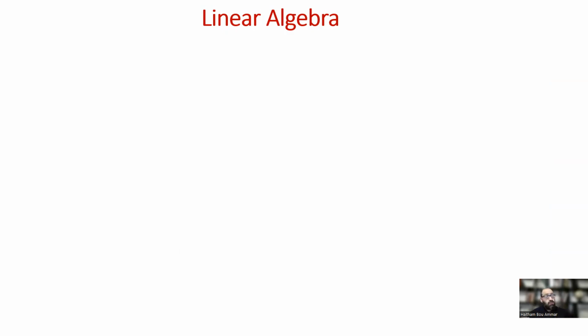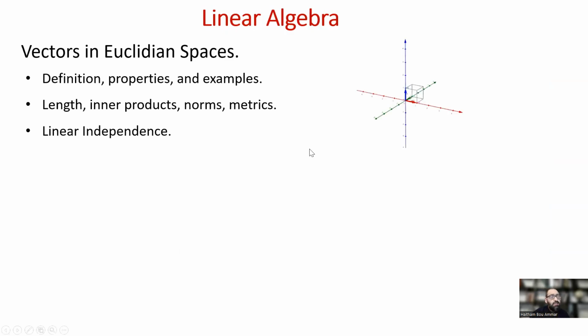Okay. So to start with linear algebra, we are going to be talking about vectors in Euclidean spaces. We're not going to talk about the more advanced subjects for now, but we're going to look into what Euclidean spaces mean, talk about definitions, some properties, and some examples, and then map those into some machine learning related material. And then we're going to talk about lengths, inner products, norms, and metrics in these Euclidean spaces. These are things related to, for example, how you measure distance between points. And then we're going to talk about linear independence in that context as well.